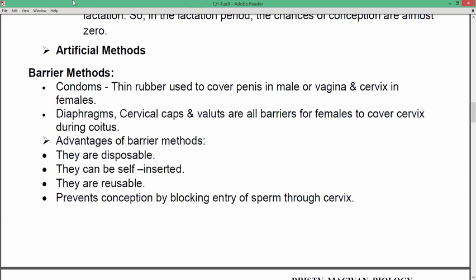Now, what are the advantages of the barrier method? First, they are disposable, so you can easily dispose of them. Second, they can be self-inserted, so you do not need any specialized nurse or doctor for inserting them. Third, they are reusable. Sometimes, not all the time, but a few barrier methods can be reused again. And the fourth is that it prevents conception by blocking the entry of sperm to the cervix. So it is one of the methods through which the sperms are not allowed to come in contact with the ovum. So this is also a kind of prevention, so that the lady cannot get pregnant.